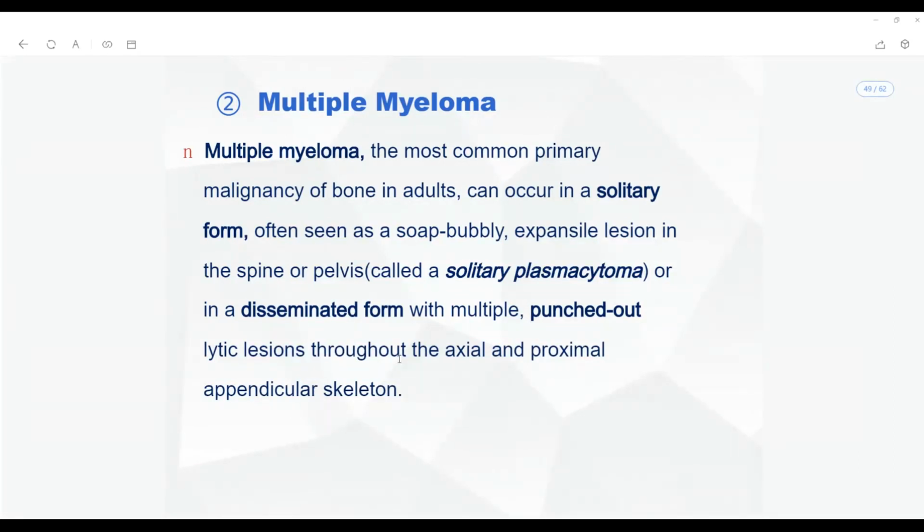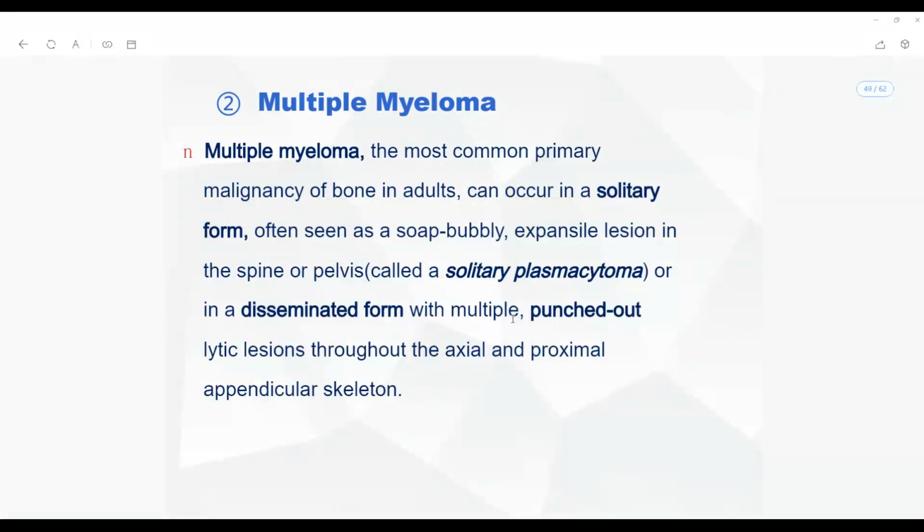Multiple myeloma, as I already told you, is also called solitary plasmacytoma. It is solitary in lesion. Solitary plasmacytoma or the disseminated form will actually cause punched out lesions or skip lesions. The same thing you see here is called punched out lesions. Skip lesions are also called punched out lesions, which in examinations they will most of the times be asking about.